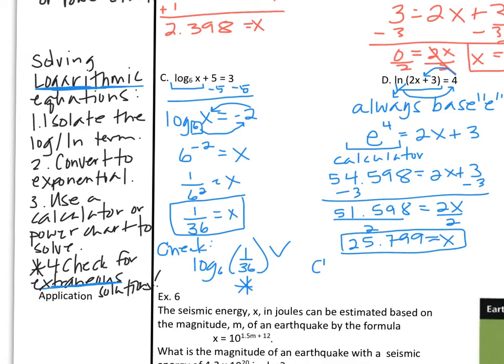To check it, we want to make sure that when we plug it back in, our output is positive and possible. ln, if we take 2 times 25.799 plus 3, that would become ln of that 54.598. And we can take ln of that number because it's positive. So this number checks out as well.